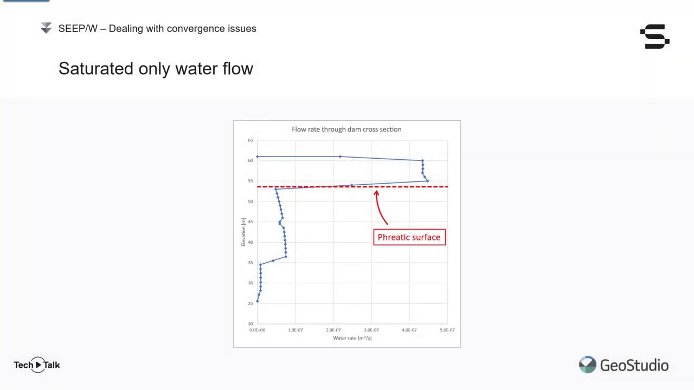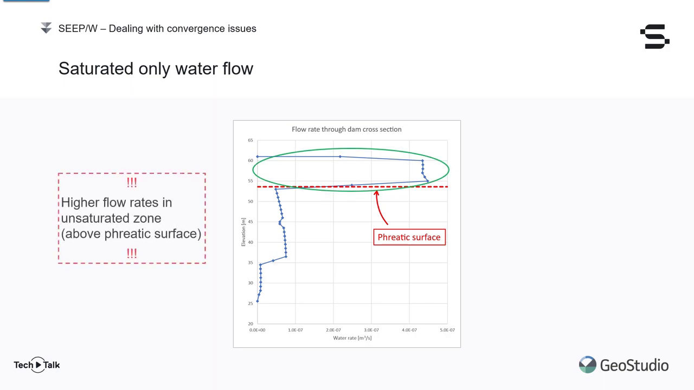This is what I have done here. I have plotted the position of the phreatic surface. As you can see, the water rate is greater above the phreatic surface than below. This means that there is more water flowing in the dam above the water table than below it. You will agree with me that this doesn't make a lot of sense.